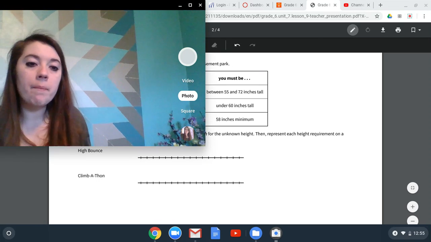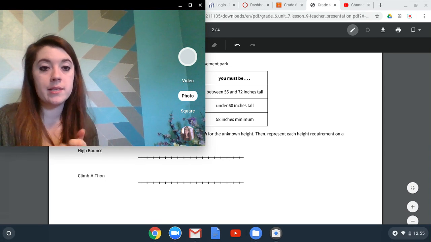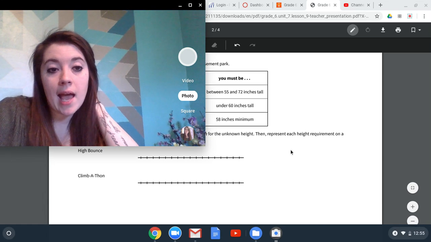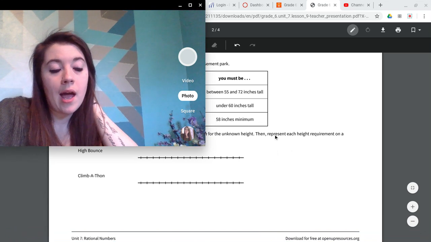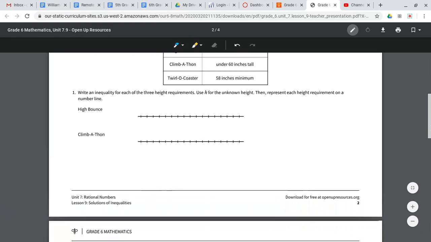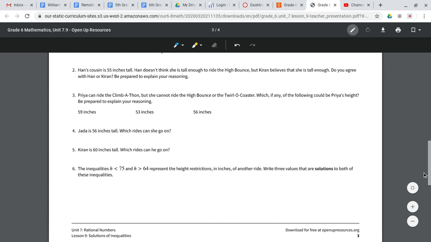All right? Okay, so now we're going to look at a couple questions based off of these same inequalities and graphs. So hopefully you can look back at your graphs. If not, you can use the table to help you as we go through this. So for number 2 on this, it says Han's cousin is 55 inches tall. Han doesn't think she is tall enough to ride the high bounce, but Kieran believes she is tall enough. Do you agree with Han or with Kieran?